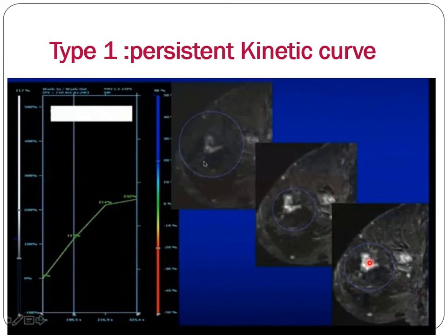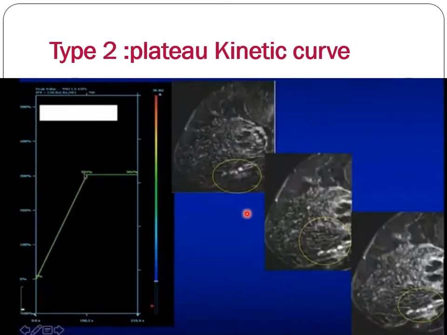Here, multiple images. Instead of the curve, you can use it by scrolling over them, showing a persistent kinetic curve. If you look at this image, the enhancement of the lesion, you notice that it's increasing with time, it's not decreasing or staying at the same enhancement level. So this is called a persistent kinetic curve, and they are going mostly with the benign lesion.